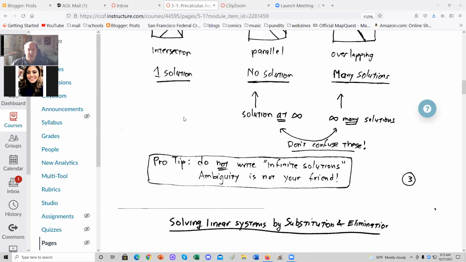And so I always mark that as an X because it's ambiguous. In math, ambiguity is not your friend, unlike in Love and War, where ambiguity is your friend. That's because, unlike Love and War, mathematics has standards. So please, please, please do not write those words, infinite solutions. Distinguish between these two cases.